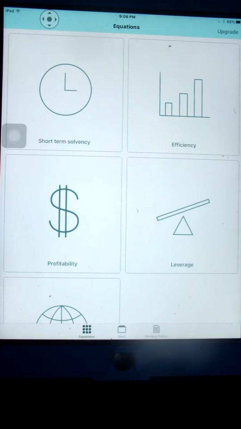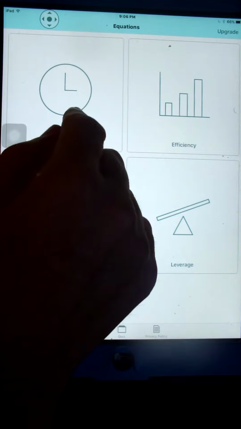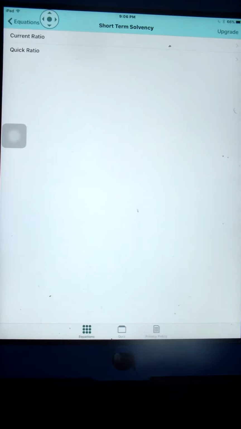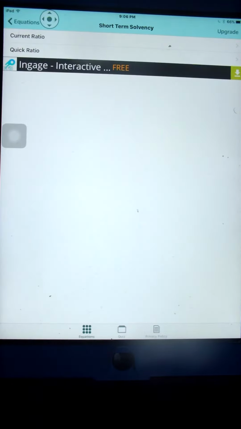So really it's built around the five principal equation groups: short-term solvency, efficiency, profitability, leverage, and finally market-based. I'll just give you a quick example of one initially, and it'll explain how the little tool works. So early on in your studies you get into short-term solvency equations, the current ratio and the quick ratio.